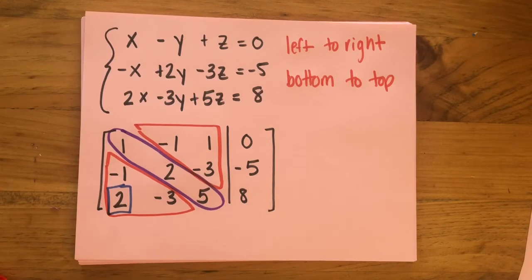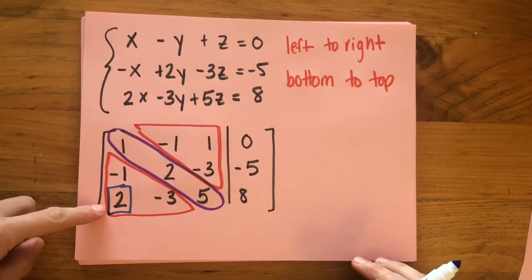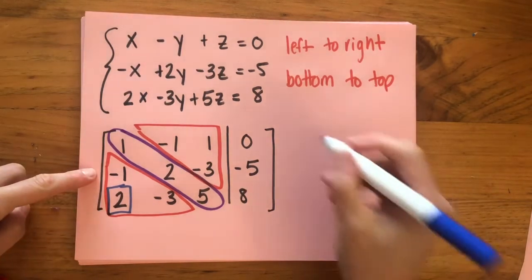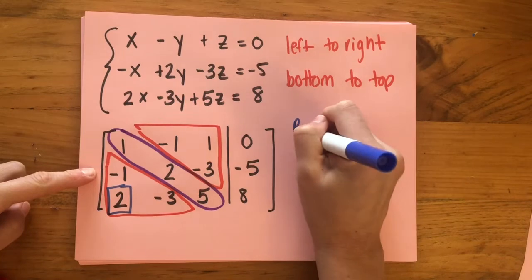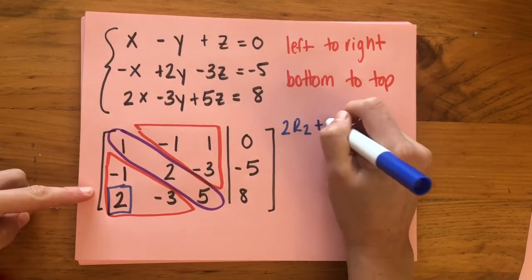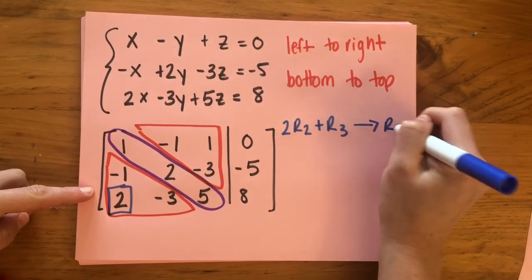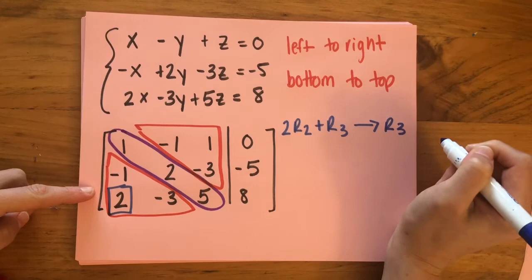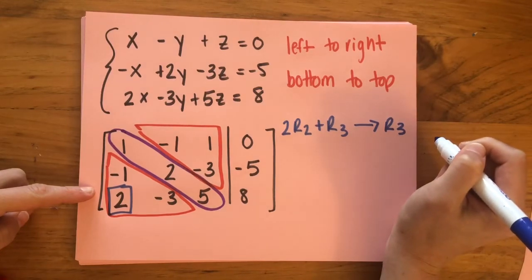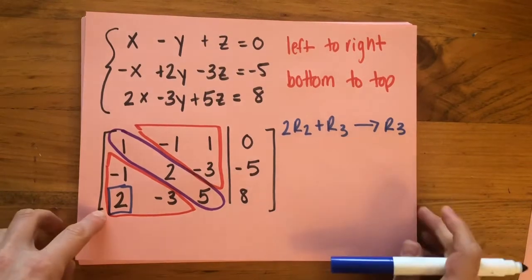So what kind of elementary row operations are we going to do to get 0 here? Well, if I multiply row 2 times 2 and add it to row 3 and place everything in row 3, that will give me 0. So that's our first row operation that we are going to do.